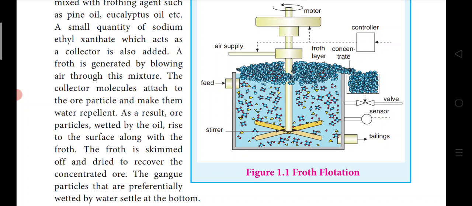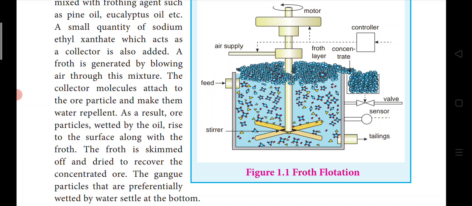So what will happen? The collector, sodium xanthate, which we added, will attach to the ore particles. Once it sticks to the ore particles, they will not mix with the water we added. So only the impurities will stay with the water. As a result, ore particles wetted by the oil rise to the surface. All the gangue and impurities will be left behind at the bottom of the container itself.